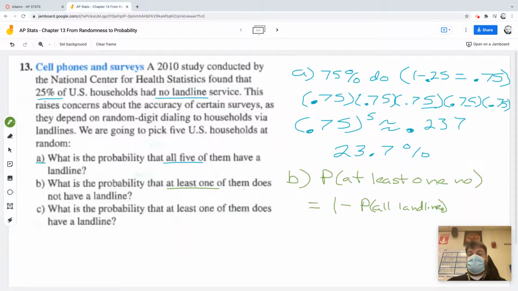The reason I do it this way is it's a little bit easier, because I just figured out what that probability was, didn't I? So 1 minus the probability of all of them being a landline, and that would be 1 minus this 0.237, which is equal to 0.763. So you've got a 76% chance that at least one of them will not have a landline.